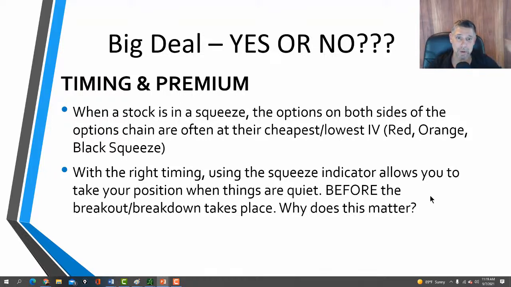So when a stock is in a squeeze, the options on both sides of the option chain are at their cheapest. They're lowest in volatility. Before we get into the different colors, let's back up and talk about that. So you've got the calls and you've got the puts. One of the advantages is on the premium. It's cheaper. When the volatility is contracting and it's quiet, the options are getting cheap. So if you're going to be a buyer of an option, for example, it allows you to get in when it's at the cheapest. Now, if you notice, I put red, orange, and black.